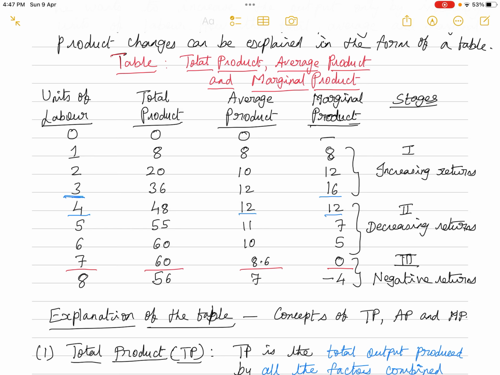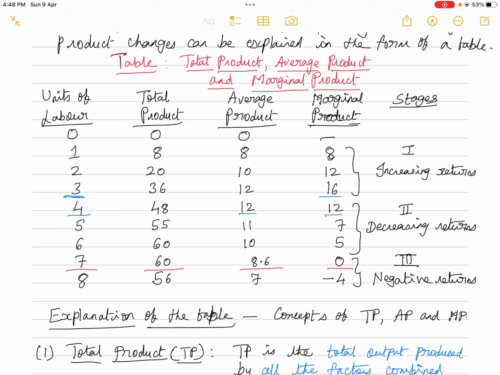Now the table: the first column represents the units of labor. Since land is fixed, we are not mentioning it in the table. The second column represents total product, the third column represents average product, the fourth column represents marginal product, and the fifth column represents the stages the farmer is coming across.